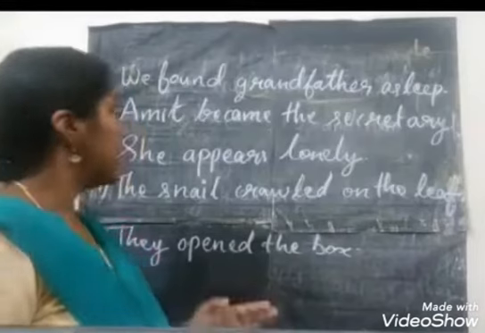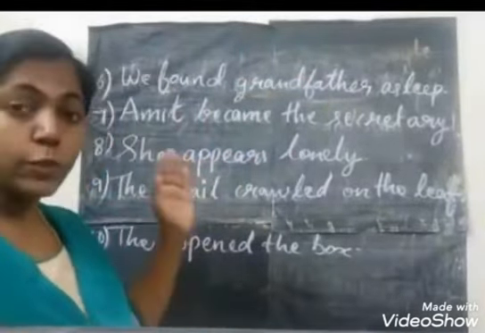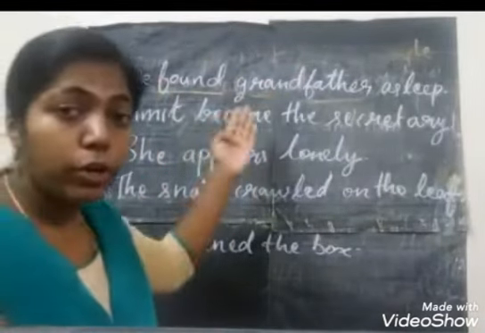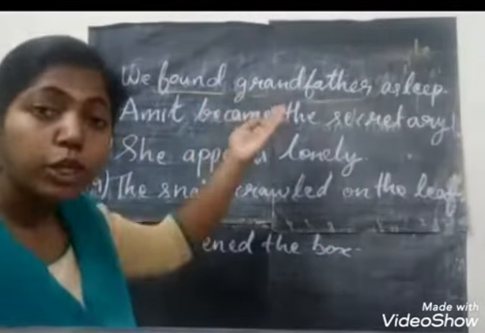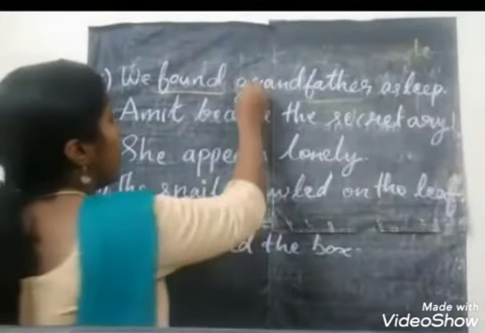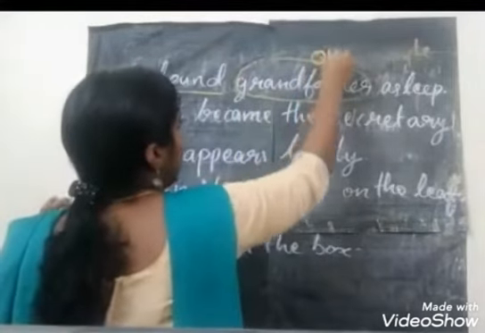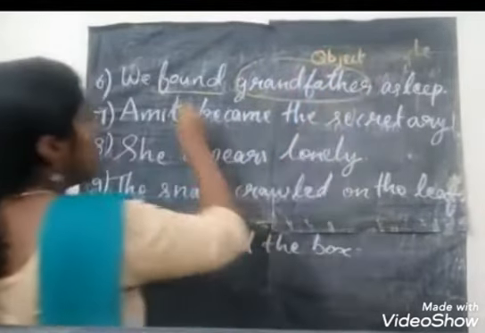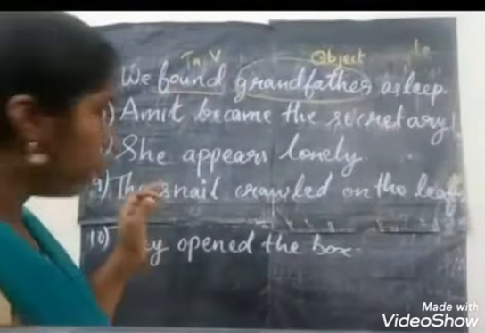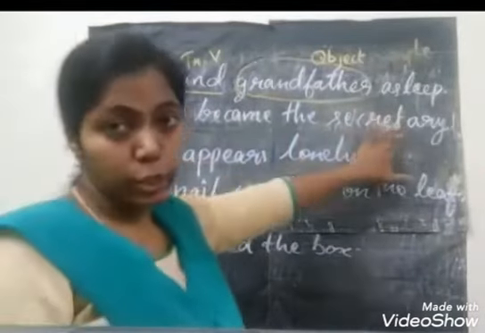Now the sixth sentence: we found grandfather asleep. Here, which is the verb, children? Yes, the verb is found. Here the object is clear. Which is the object? Yes, grandfather. Found whom? Grandfather. So grandfather is an object here. So this becomes a transitive verb.